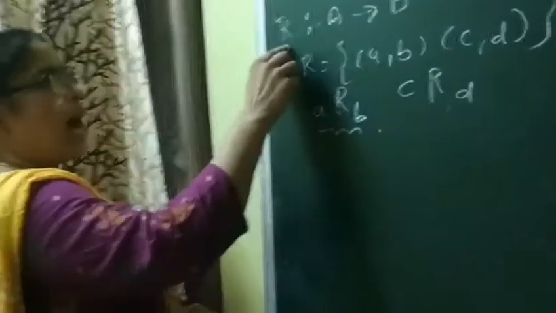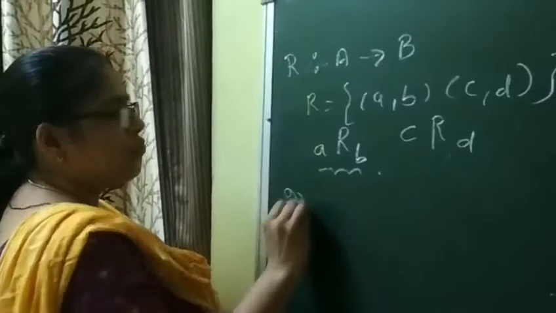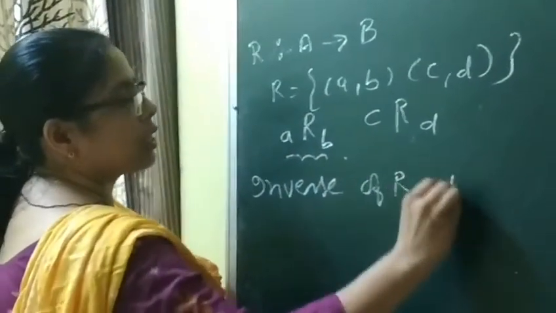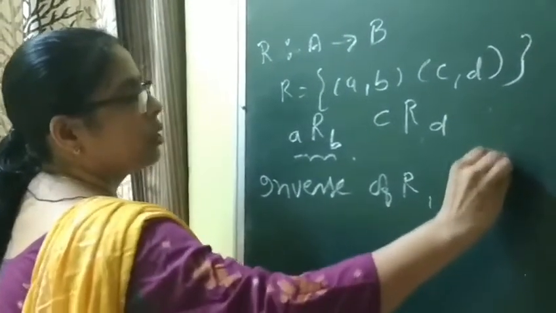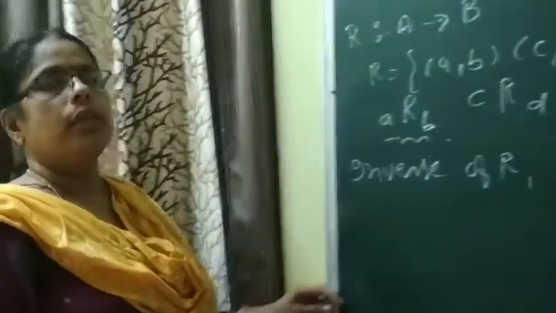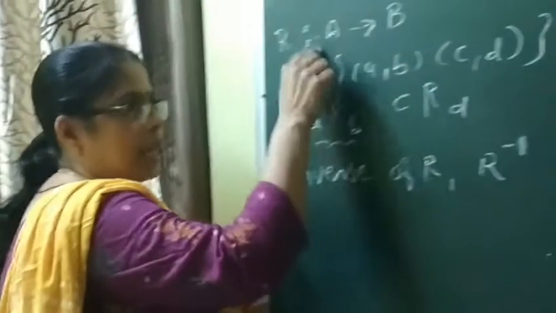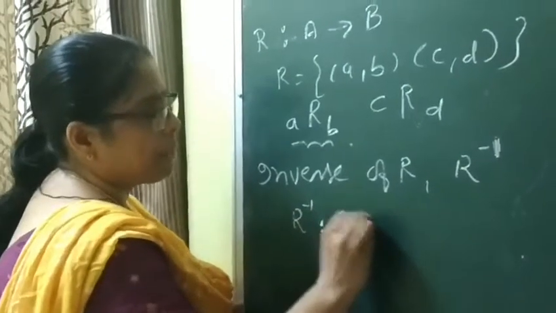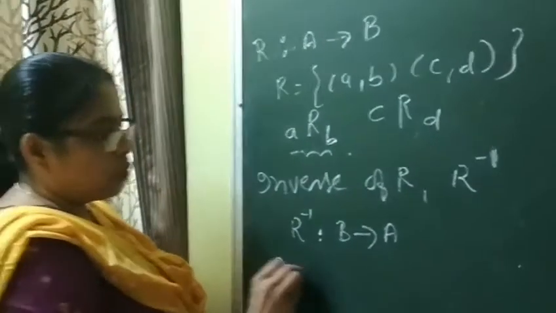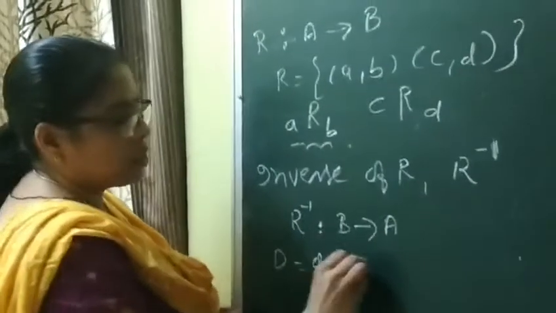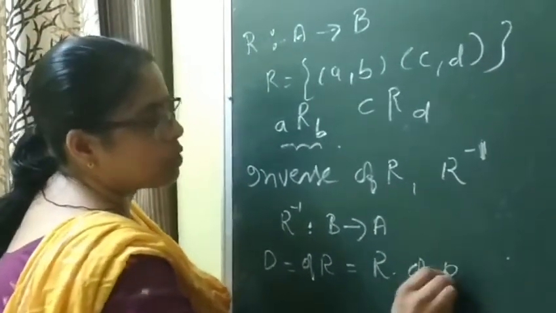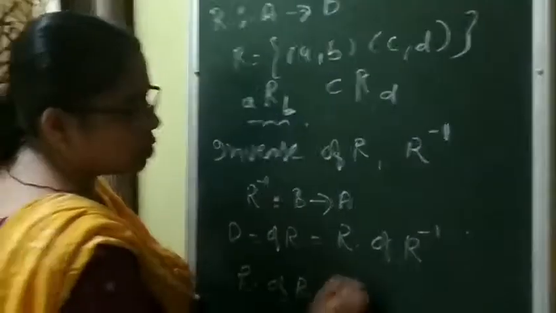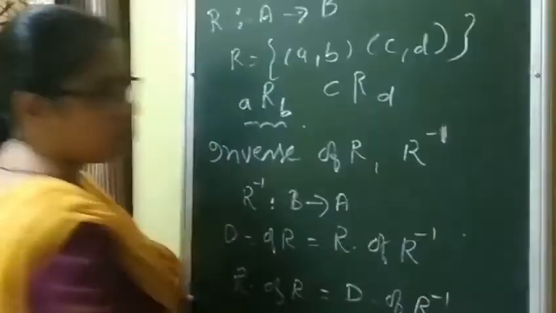Now, if R is a relation from A to B, then the inverse of R, which is also very important, is written as R inverse. Inverse trigonometric functions you will learn in class 12. If R is from A to B, then R inverse will be from B to A. So the domain of R is equal to the range of R inverse. Similarly, the range of R is equal to the domain of R inverse.